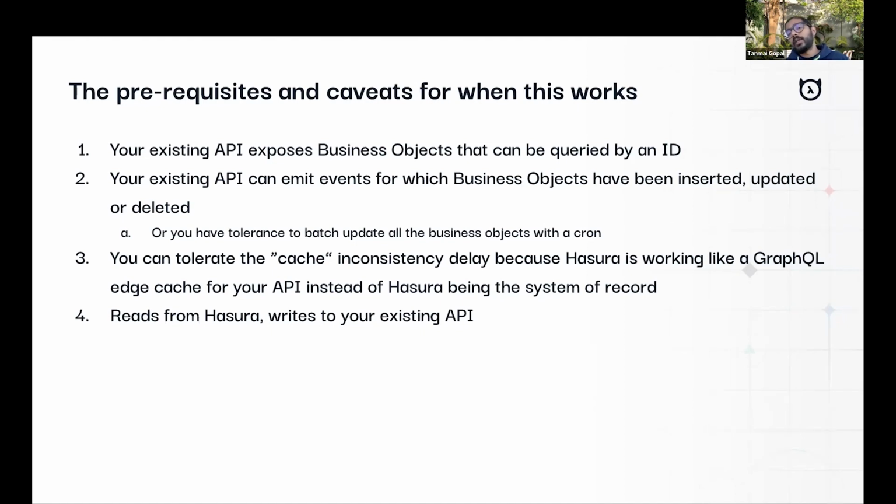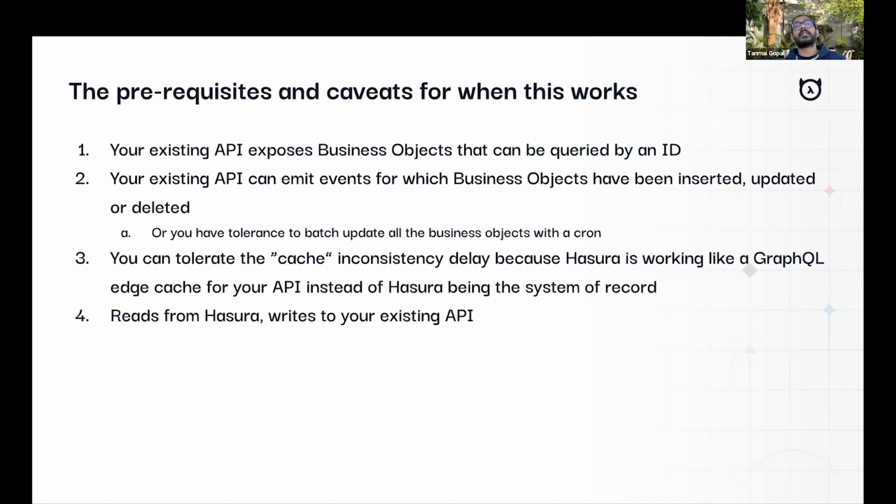The third is that you can tolerate a little bit of this cache inconsistency delay from when this update happens in your system of record to when the update shows up in Hasura. In most cases, this works well. This is totally fine to do, but that is a caveat here because it's not transactional. These are two completely independent systems.